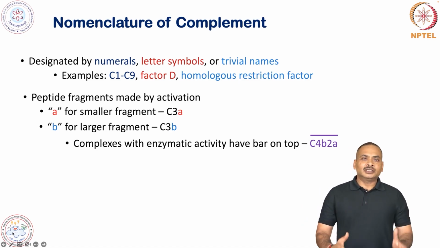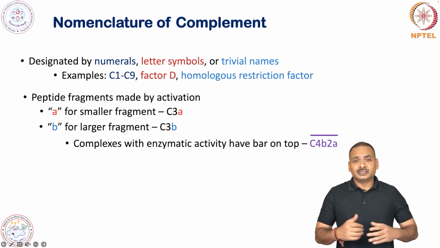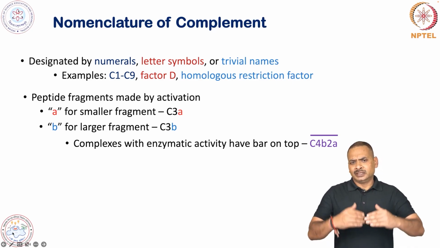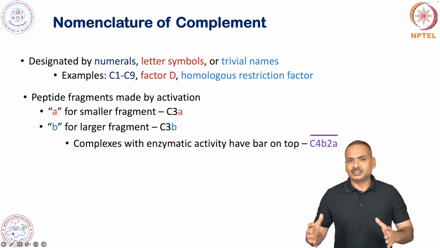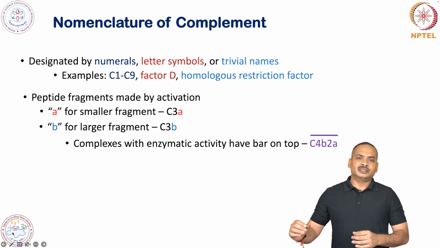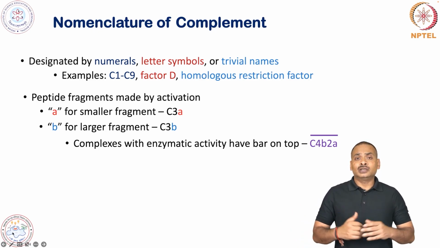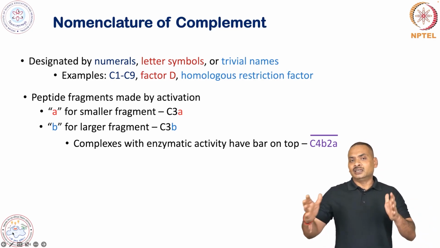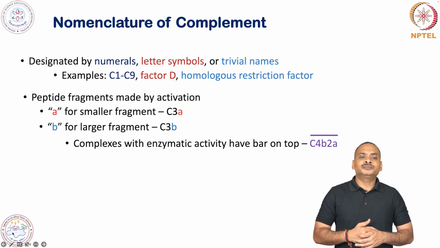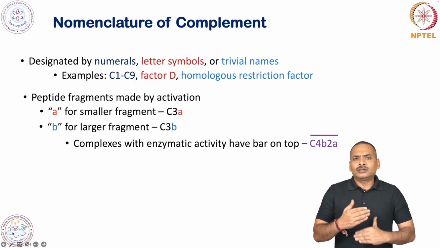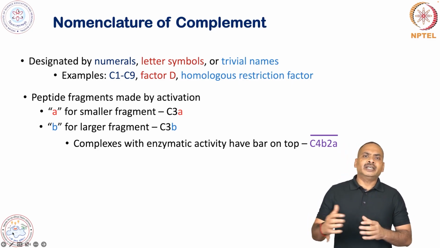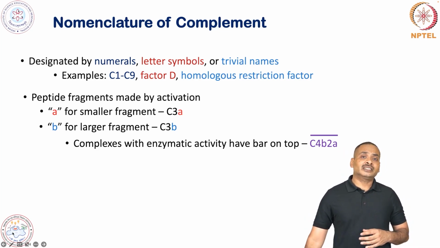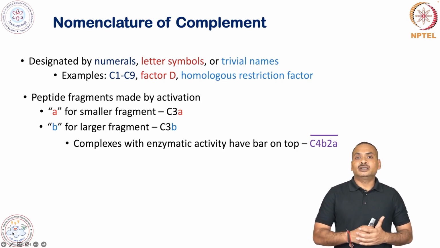And so there is a larger fragment which we designate as C3b, and in various complements you will see there is a larger fragment designated as b. For example, if C3 is cleaved, then it will make a smaller component, that is C3a, and the larger component C3b. Okay, and these complements, upon cleavage and binding with other complements, gain enzymatic activity, and this enzymatic activity we basically denote by a bar.